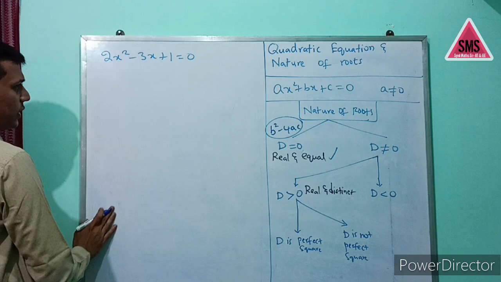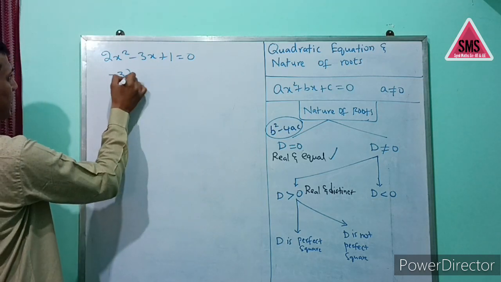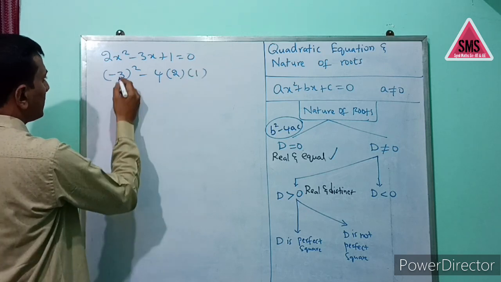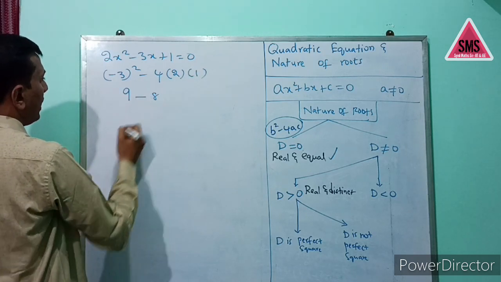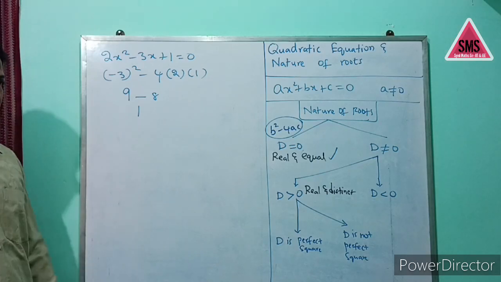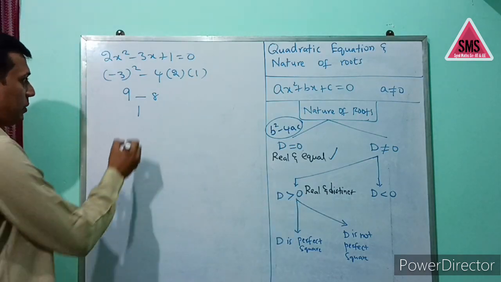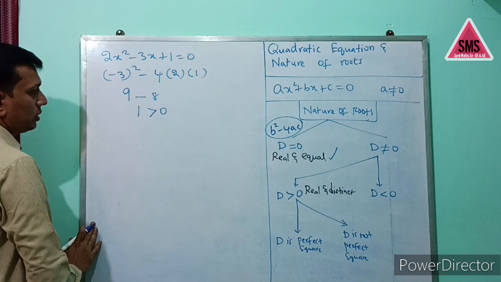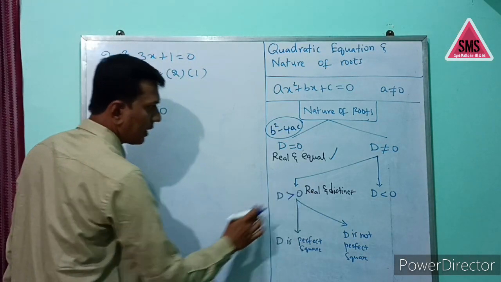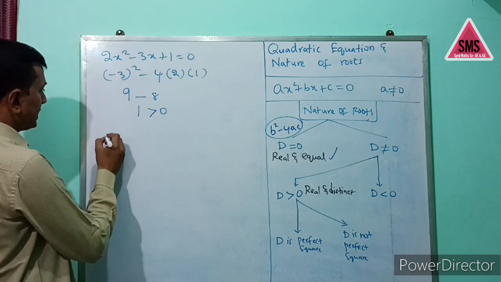So b square minus 4ac: minus 3 whole square is 9, and 4ac is 8. 9 minus 8 is 1. So what is this? Greater than 0. That means the discriminant is greater than 0, so we must get real and distinct roots. Let us cross check this.